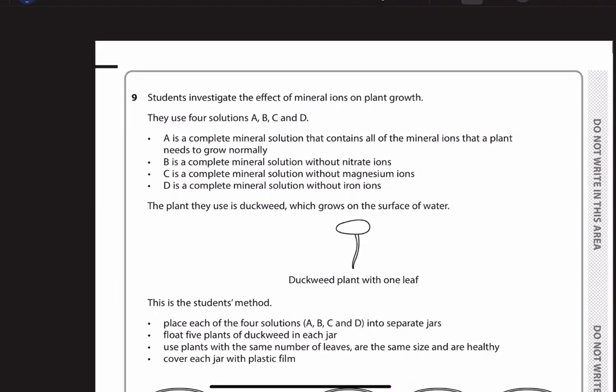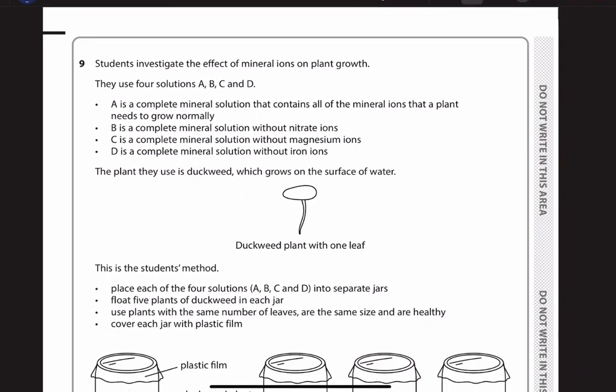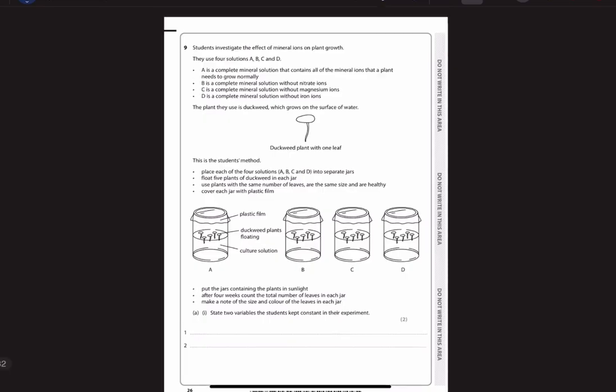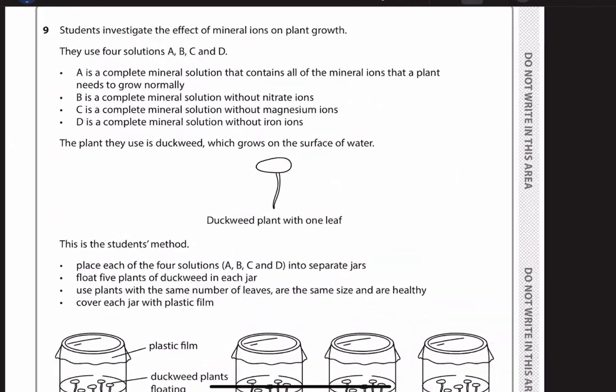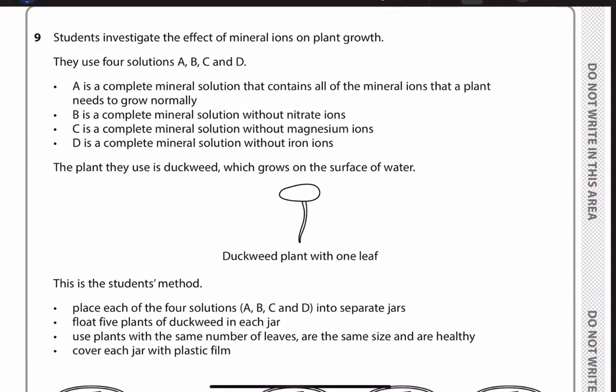Okay, students investigate the effect of mineral ions on plant growth. They use 4 solutions, A, B, C, and D. A is a complete mineral solution that contains all of the mineral ions that a plant needs to grow normally. B is a complete mineral solution without nitrate ions. C is a complete mineral solution without magnesium ions. D is a complete mineral solution without iron ions. The plant uses duckweed, which grows on the surface of water.